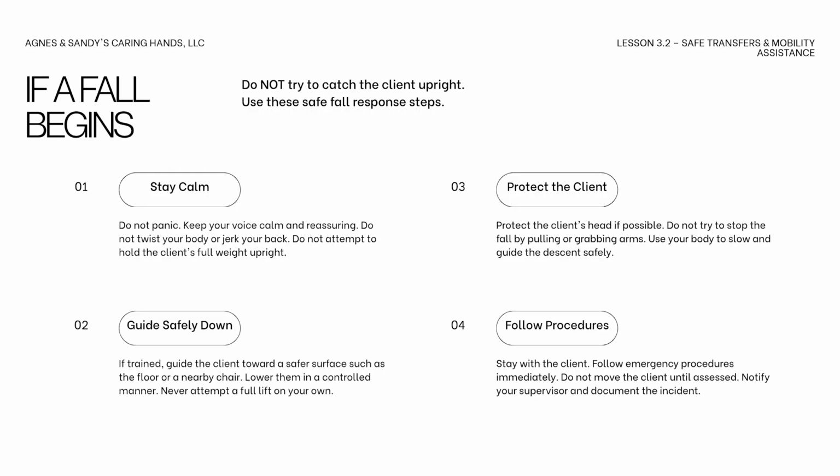One common caregiver injury occurs when a care partner tries to catch the full body weight of a falling client. Your instinct may be to grab the client and hold them upright, but this can cause serious injury to both of you. Do not twist your back or attempt to support more weight than you safely can. If you have been trained to safely guide a falling client toward a lower surface, use that training. Once the client is down, follow the agency's emergency and fall procedures.